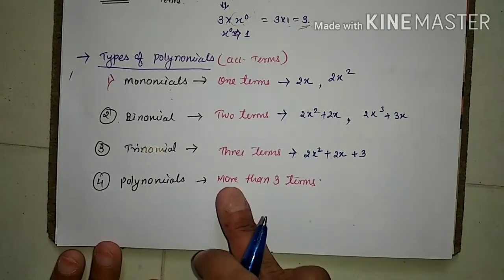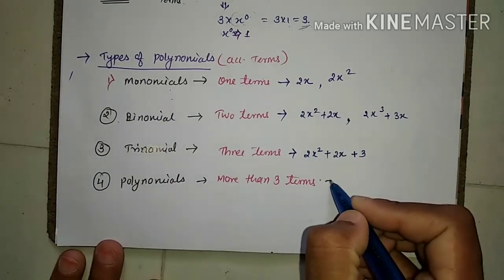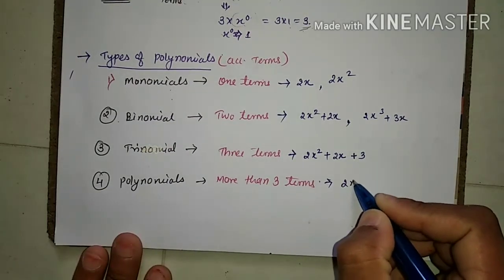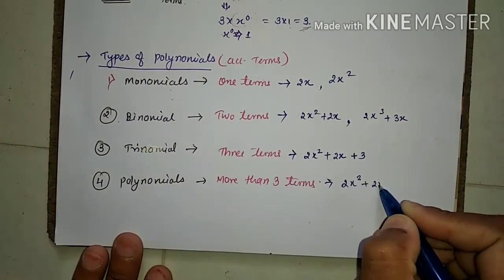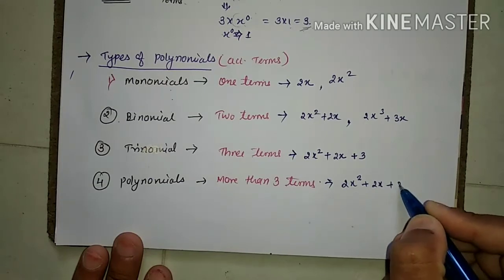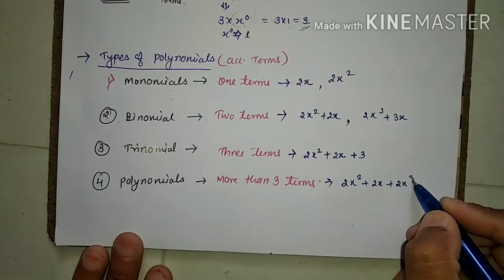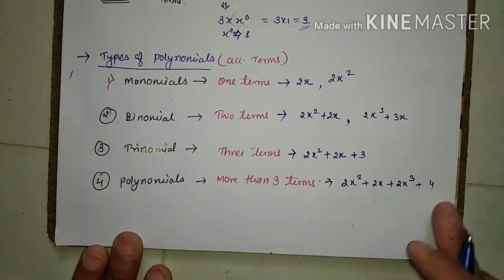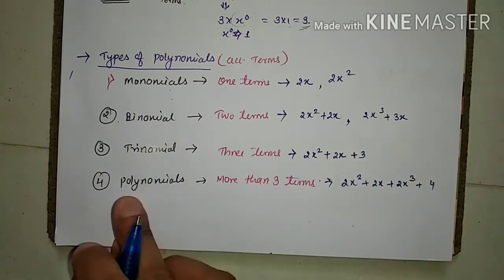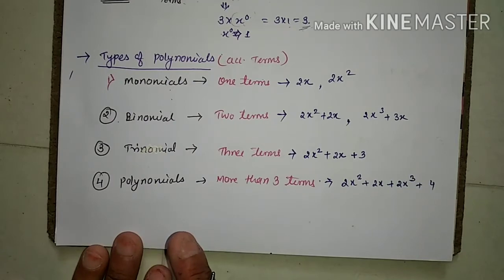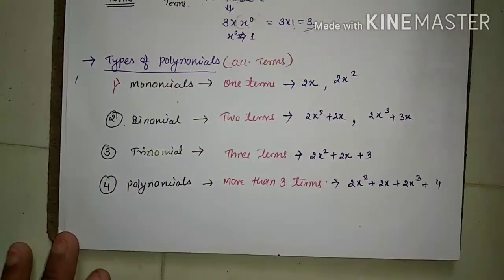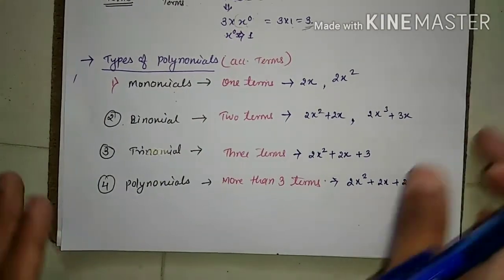Polynomials means more than 3 terms. More than 3 terms in the sense what? Example, 2x^2 + 2x + 2x^3 + 4. You can see I have more than 3 terms. So this kind of expression I call a polynomial. Is it clear? That's it for the explanation of types of polynomial. Now come to the next.